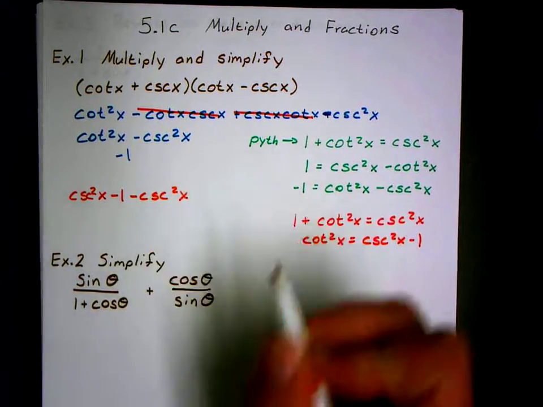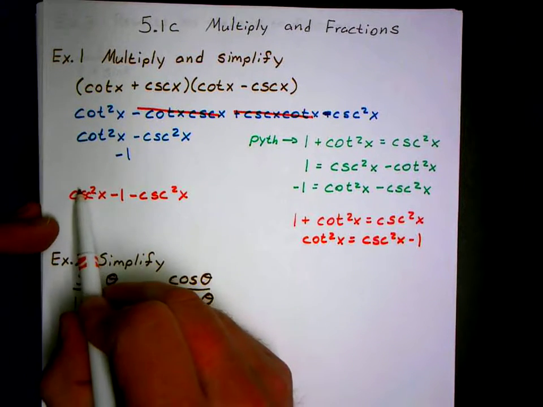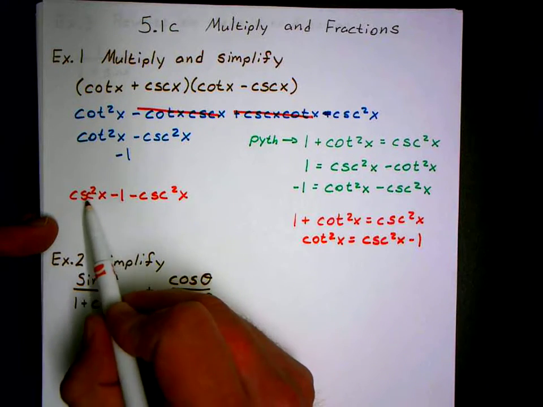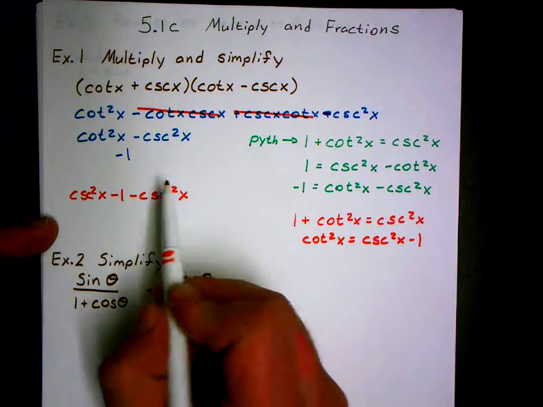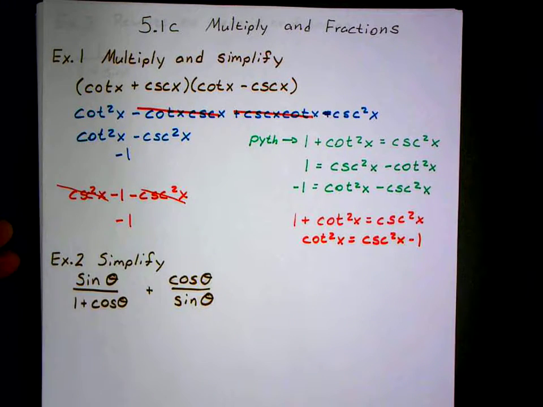So instead of eliminating it all at once, what I did is I just eliminated the cotangent squared with the Pythagorean. So now I have two cosecants, and what's cosecant minus cosecant? The cosecant squared and the cosecant squared would cancel out, correct? So this would cancel with this, so I still just get negative 1. So there's more than one way to get to your answer.